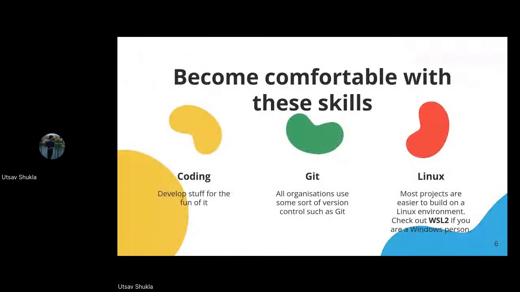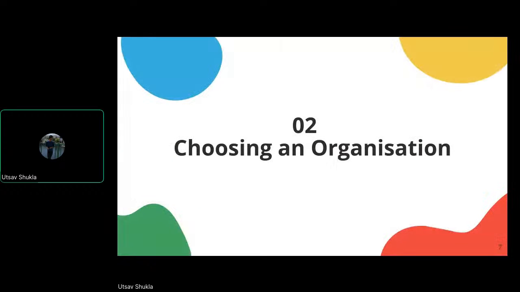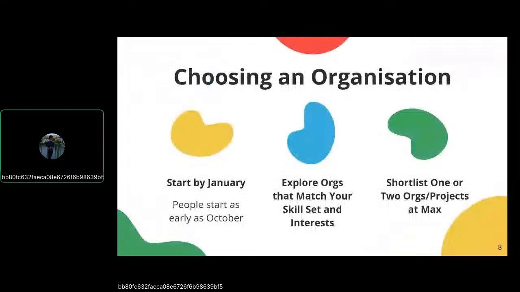Yeah, so these were the first step, pre-GSoC preparation. Next, when you think that you have some coding experience and you are comfortable working on projects, even small projects. Some projects are very small, and some projects are in a very nascent stage. Those are very easy to get into. These are things one should keep in mind while selecting an organization. My preference is that one should start shortlisting organizations by January, and people start as early as October.